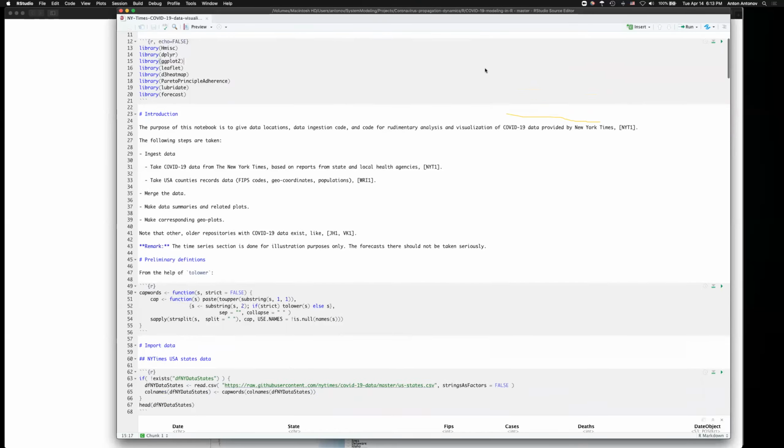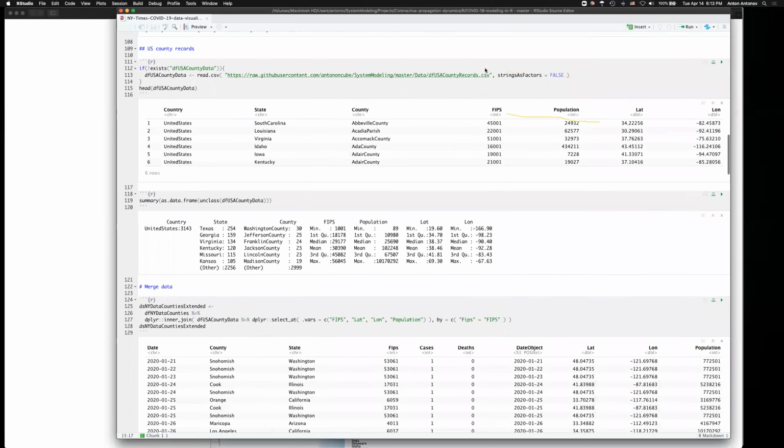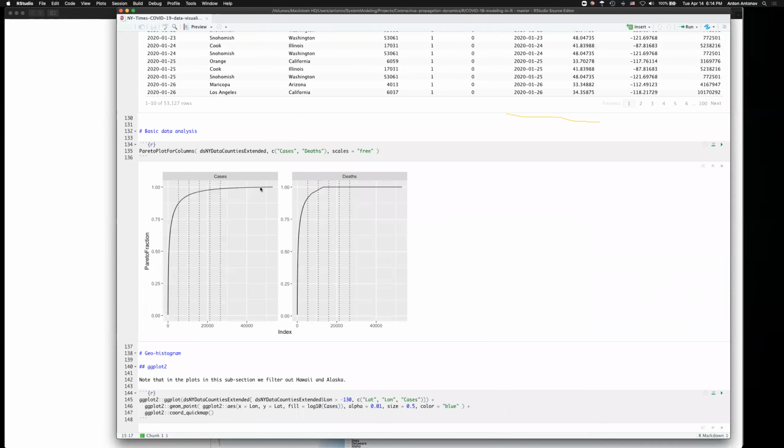Okay. So yeah, from the counties data we have the typical Pareto principle adherence. We can see here, for example, that 10% of the counties correspond to 90% of all infected cases. And a very similar statistic holds for the deaths.